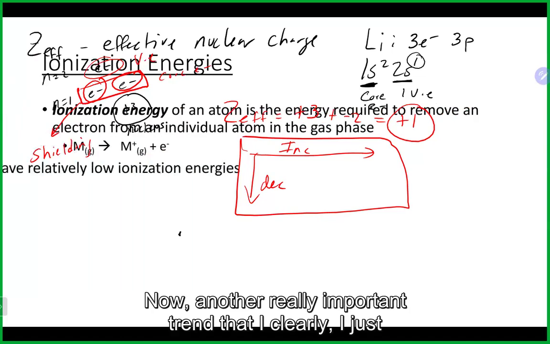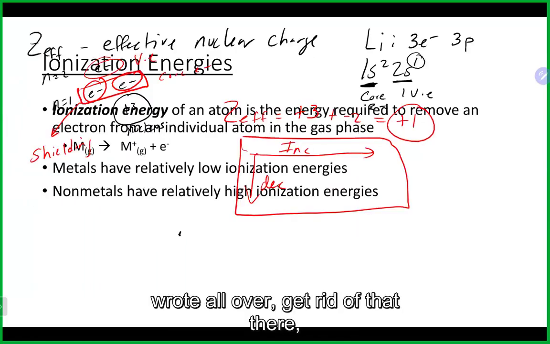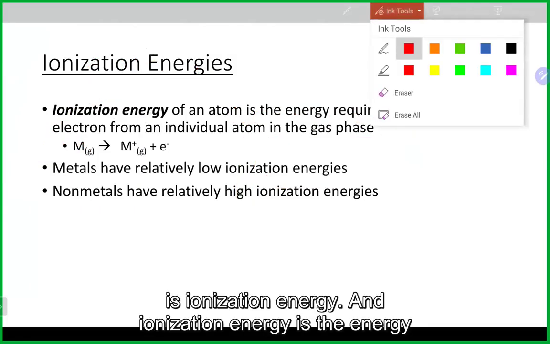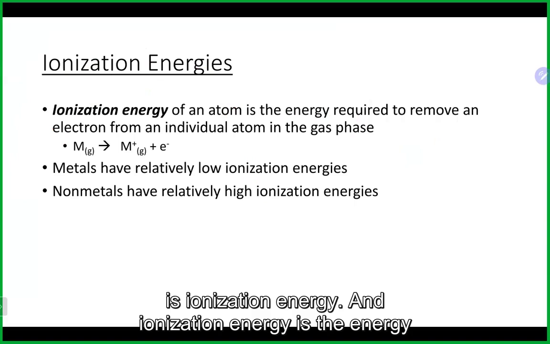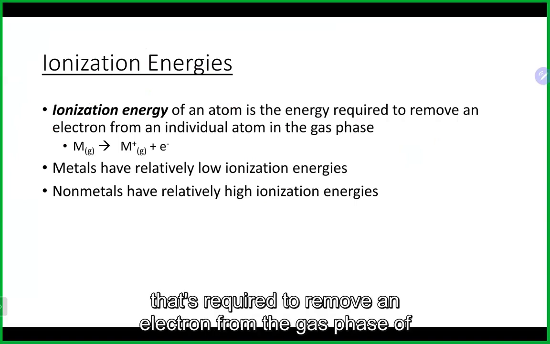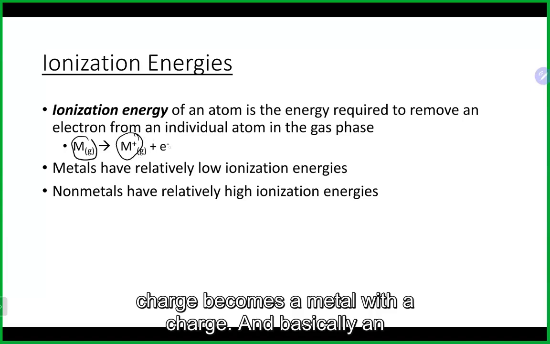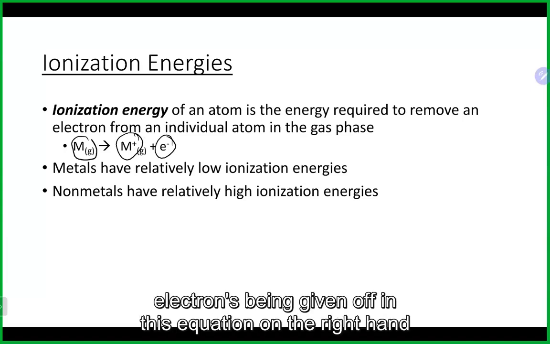Now, another really important trend that I just wrote all over, so let me get rid of that there, is ionization energy. And ionization energy is the energy that's required to remove an electron from the gas phase of an atom. And that's what we see here. We have a metal with no charge becomes a metal with a charge, and basically an electron is being given off in this equation on the right-hand side of the arrow.